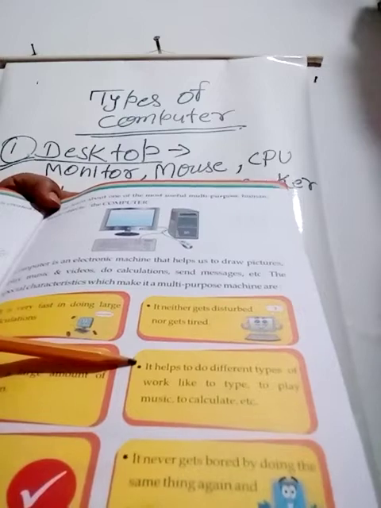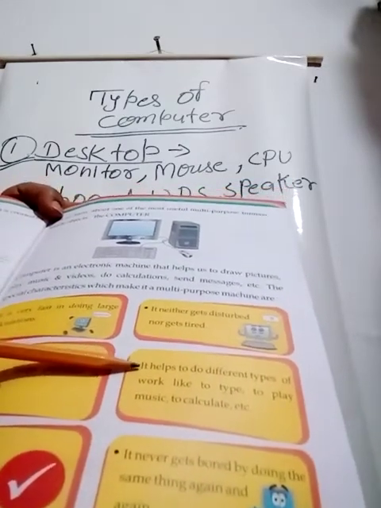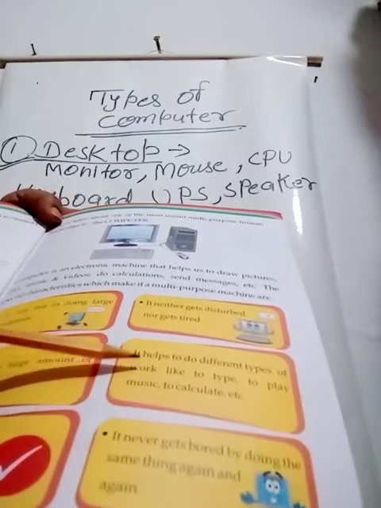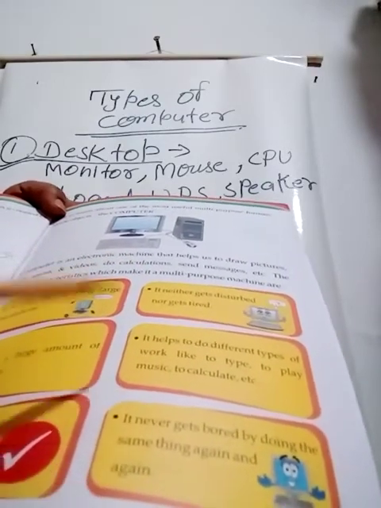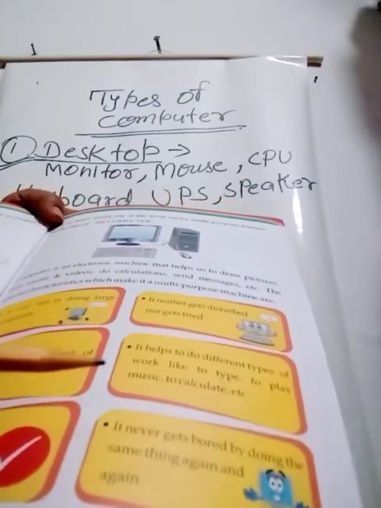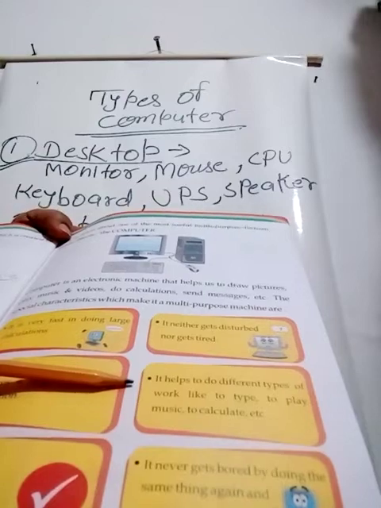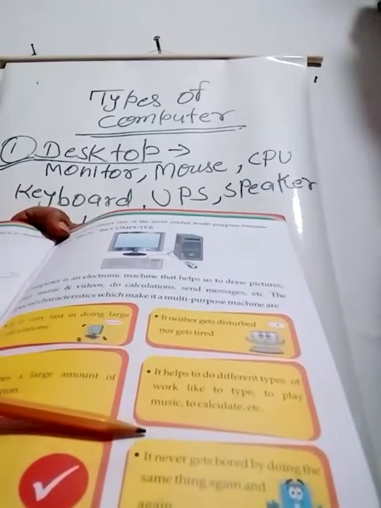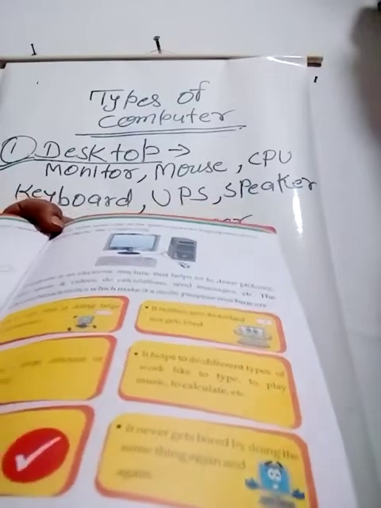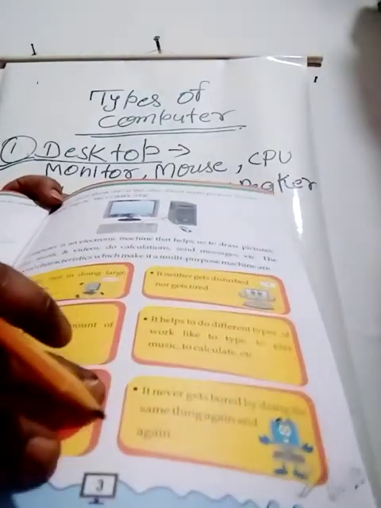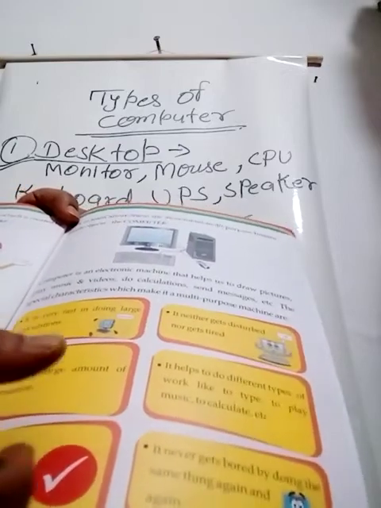Then the next, you can see that it helps to do different types of work, like it can play music, it can play games, it is helpful in doing drawing, then sending messages, receiving messages. All these things we can do with the help of the computer. Then the next thing is, the computer cannot get bored by doing the same work again and again. So these are the most important things, or these are the specific characteristics of the computer.